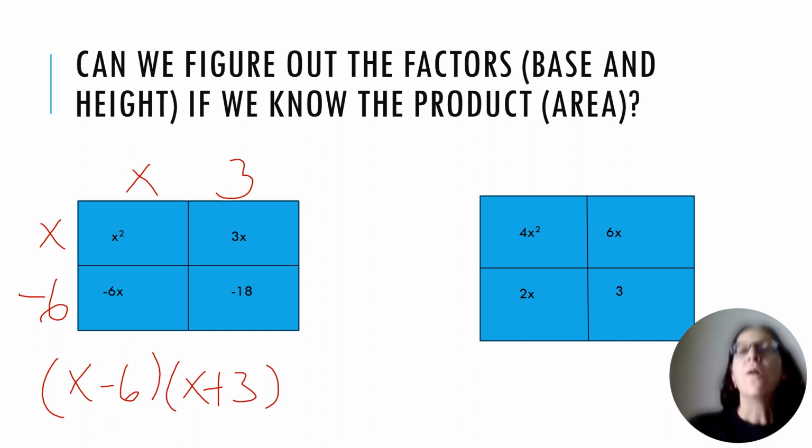Now, sometimes people will be like, well, what if you wrote x plus 3 and then x minus 6? Multiplication is commutative. Think back to the last lesson when we had that 3 by 5 rectangle. Didn't matter if it looked like this or if it looked like this. Okay, it was the same area either way. So you could write x minus 6 times x plus 3, or you could say x plus 3 times x minus 6. Either one is fine.